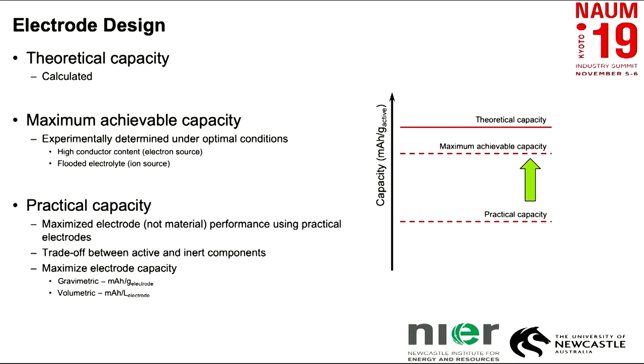So, to begin with, when it comes to determining the type of material that's used in battery systems, there are a few different metrics that need to be considered. The first is the theoretical capacity of your material. That's essentially the maximum amount of capacity that you can store in your material. Then just below that, depending on the type of system that you're working with, you have a maximum achievable capacity.